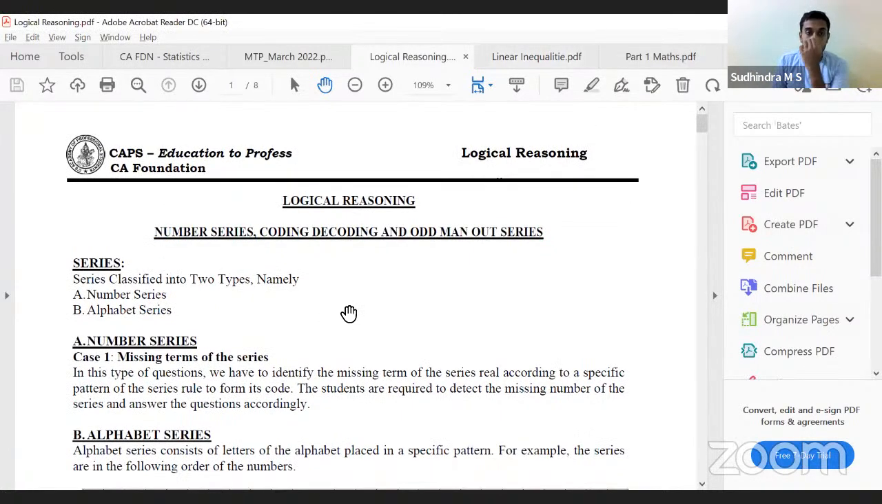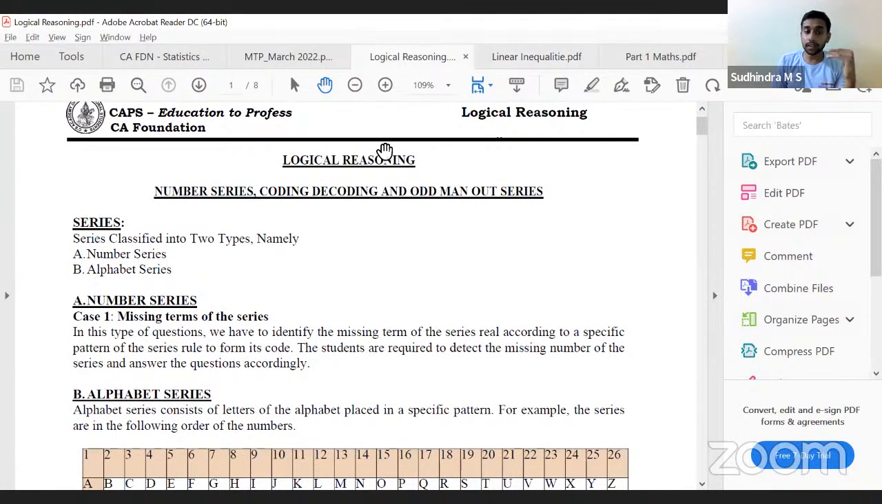So series, there can be 2 types of series that they can ask us. One is number series, second one is alphabet series. In case of number series, we have to identify the pattern. There will be some pattern in which that series would have been set. So they may give us this pattern: 2, 3, 5, 11, 13. What is this?